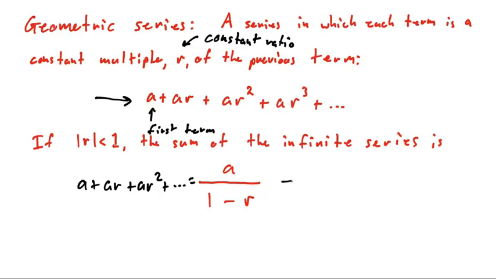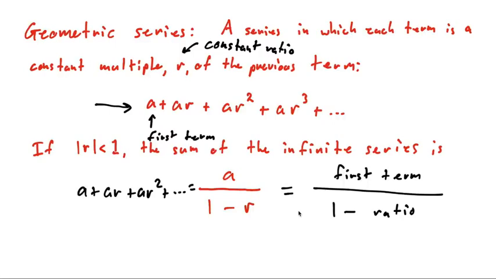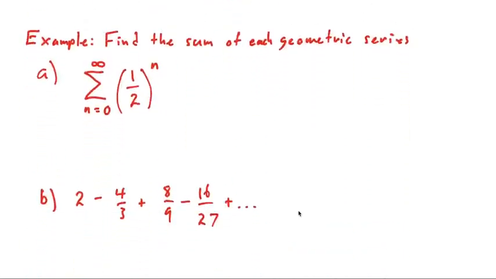It's more useful to think of this formula in the following way. A is the first term. And then we're dividing by 1 minus the ratio. Sometimes textbooks present this formula in a slightly confusing way where it's difficult to determine what the value of a is, what r is. But if we can remember first term divided by 1 minus the ratio, then we can apply the formula. Let's look at an example where we apply this formula.